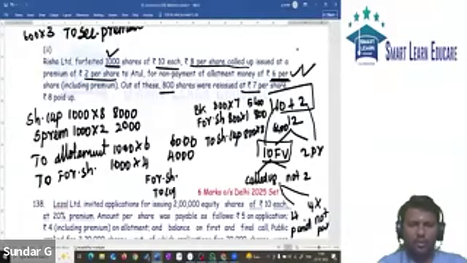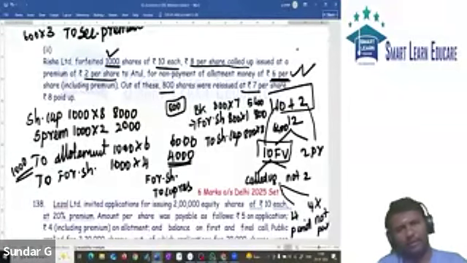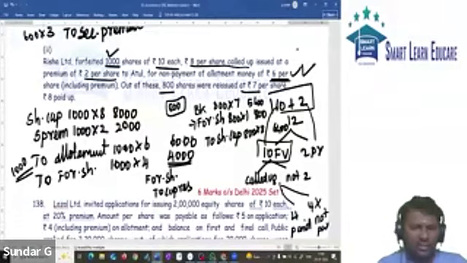Final entry, forfeited shares account debit to capital reserve. Forfeiture gain 4,000. Reissue loss is 3,000. But you cannot directly subtract, because this is gain for 1,000 shares and this is loss for 800 shares. So 1,000 share gain and 800 share loss should not be compared. 1,000 share gain should be compared with 1,000 share loss, and 800 share loss with 800 share gain. We will take only 800 shares.